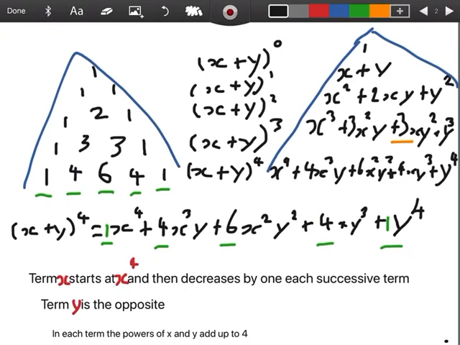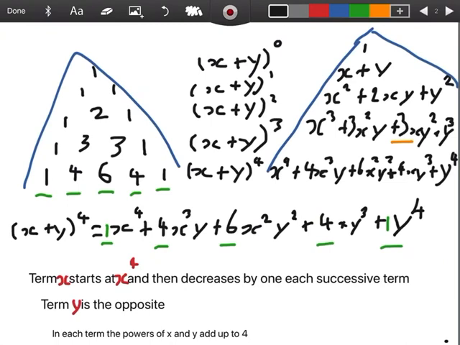So let's take a look at one specific example. x plus y to the power of 4. As we can see here, that creates what I've just read out. And what I've underlined here in green are all the coefficients, and we can see in Pascal's triangle on the left hand side that those match.